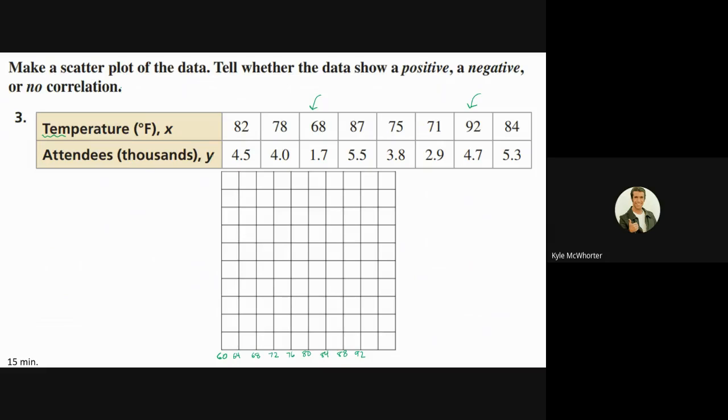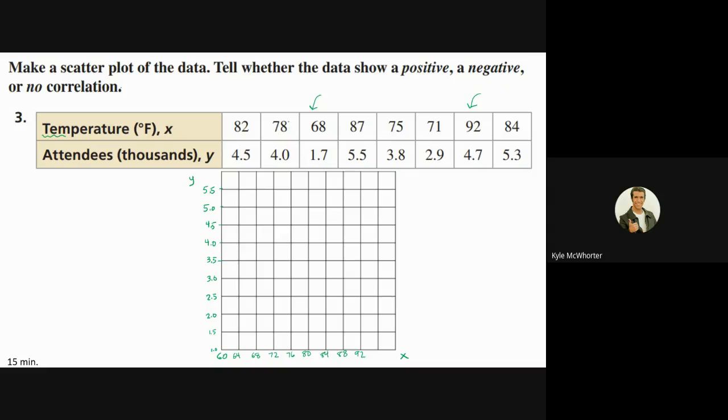And then what about my Y values, the attendees in thousands? The lowest one is 1.7, so I might as well just start at zero and then go up to at least 5.5. Okay, so I have 10 of these. Actually, I'm going to start at one. So this will be 1.0 at the bottom, and then 1.5, 2.0, 2.5, 3.0, 3.5, 4.0, 5.0, 5.5. There, now I've got my X and Y axes set up so that I can make a scatter plot.